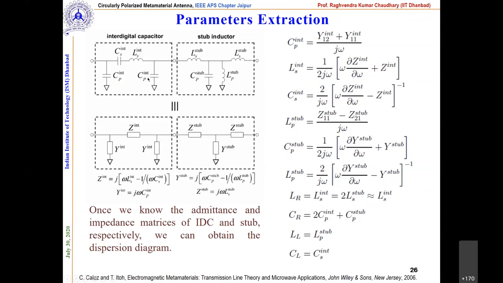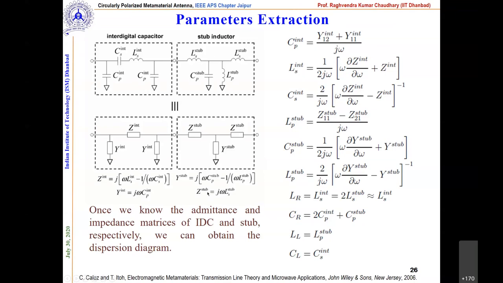Now, once you have these C and L, you can convert them into impedance and admittance. So finally, you can make a relation. Once you have the relation, overall you can find the LR, CR, CL, and LL. So theoretically, you will have a guess of what type of capacitance and inductance there is and how the things are dominating. You can predict that.